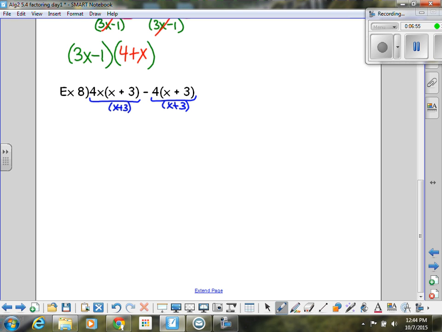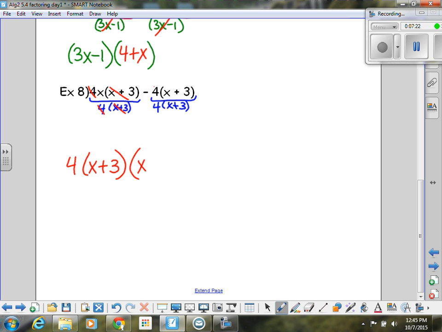Notice that I can also divide both of these by 4. Do you see how they both have 4 in front of the parentheses? So I can really divide both of those by 4 times x plus 3. So what does that give me? Well, I'm going to have the 4 times x plus 3 in front. Now what's left over? Well, the 4's cancel and the x plus 3's cancel, so all that's left is x.